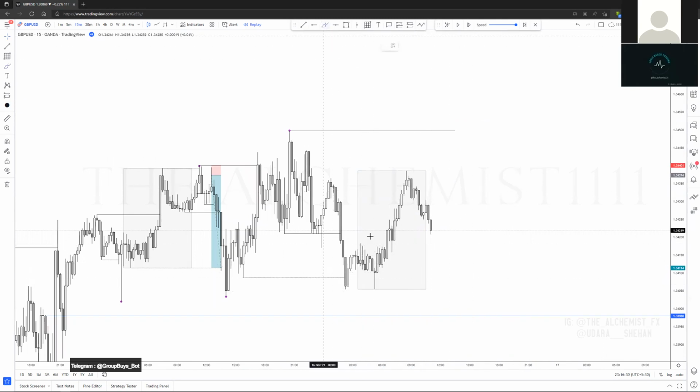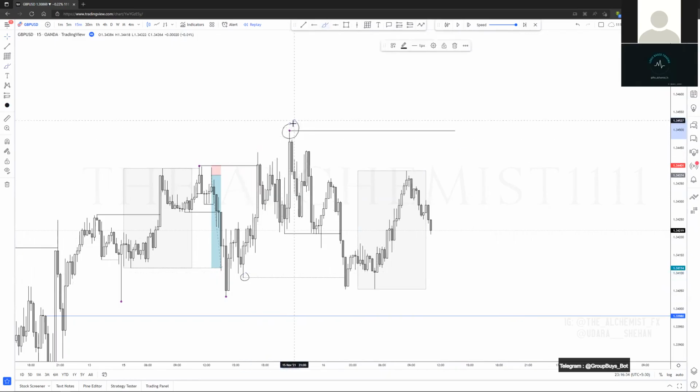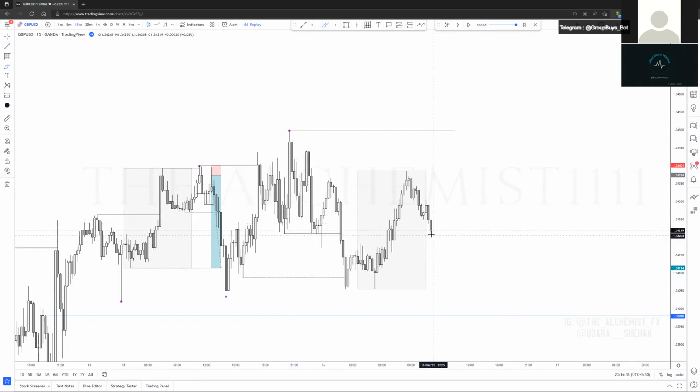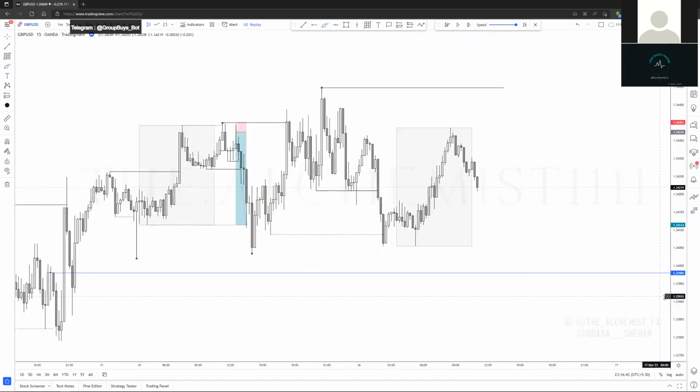We don't have to fear because we know that after taking this out, the next target will be here. So there's no point of looking for this to get taken out and then a buy setup. Instead, what we could do is look for a continuation, because look at this thing.